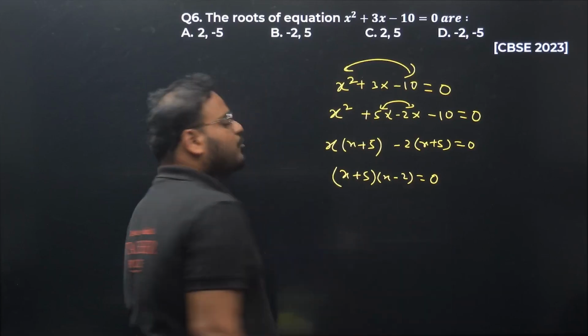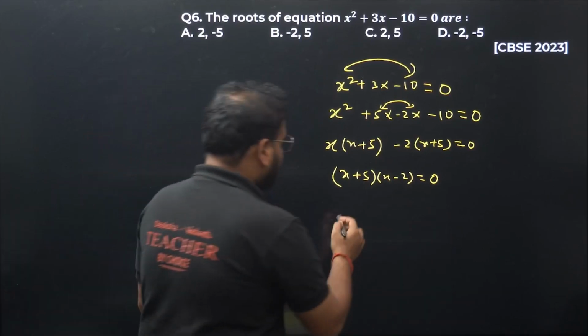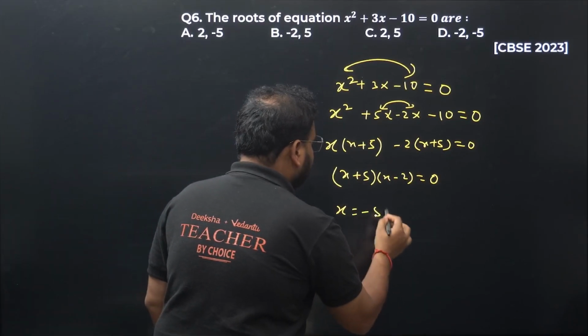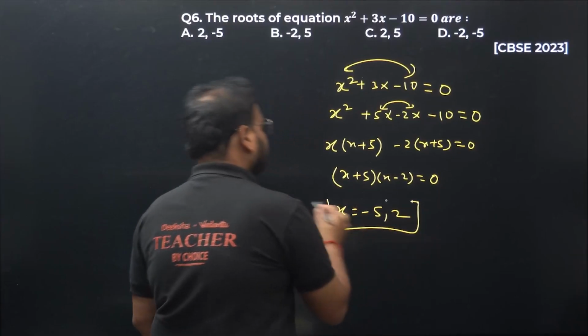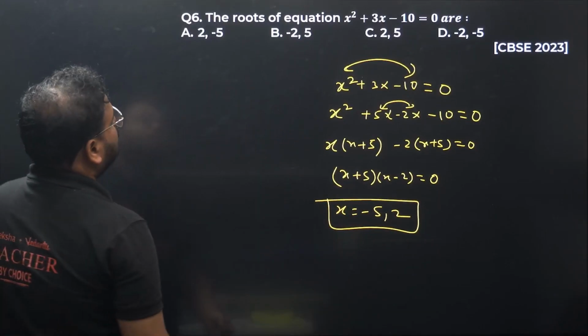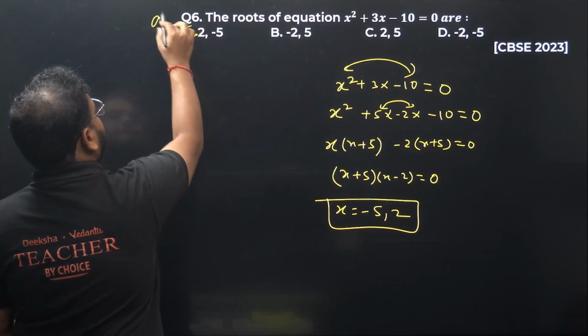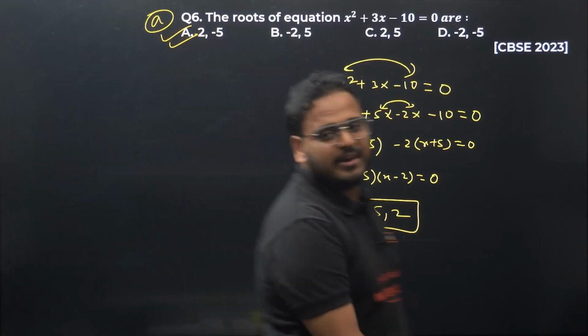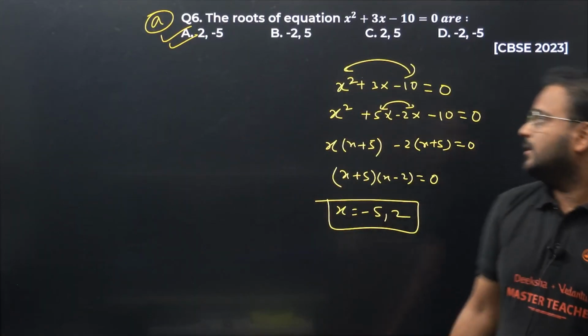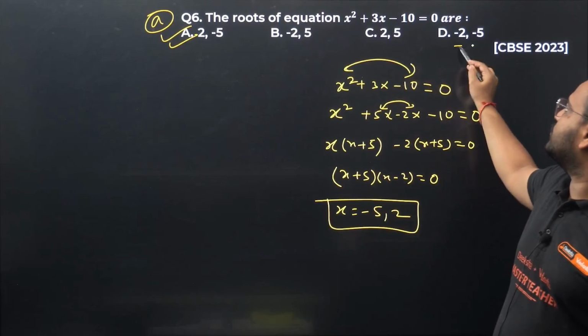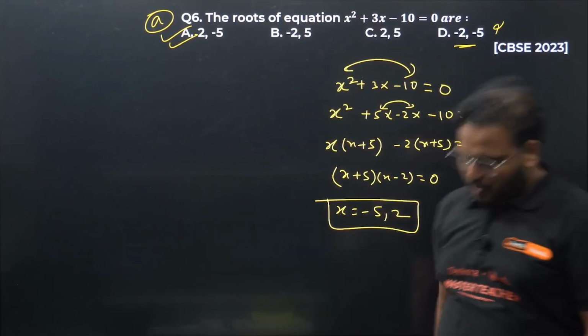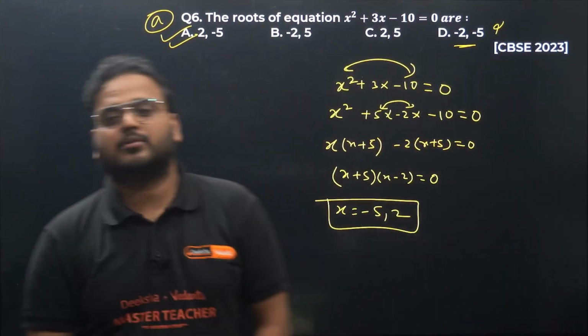If you put them individually to 0, you get two values of x here, minus 5 and 2. Minus 5 and 2. So option A is correct. Minus 5 and 2, which is 2 or minus 5, same thing. Okay, this is wrong. This is minus 5 minus 2. You can't take this. Answer is option number A. Have a look. Sixth is done.